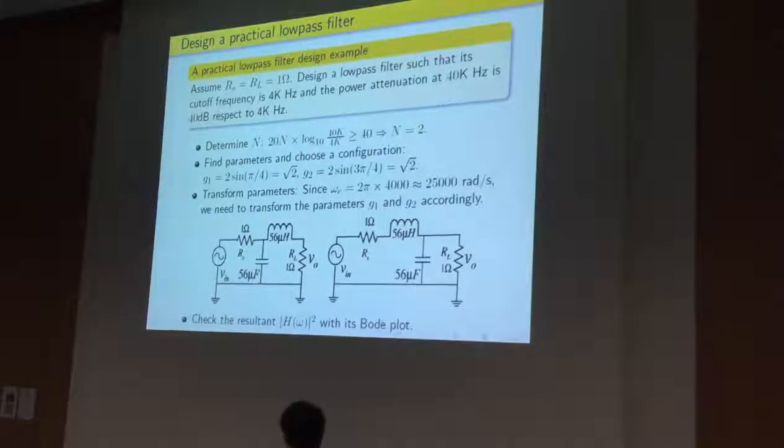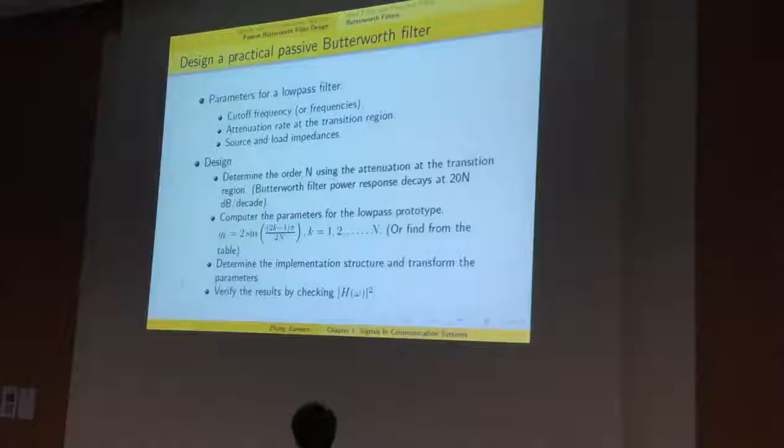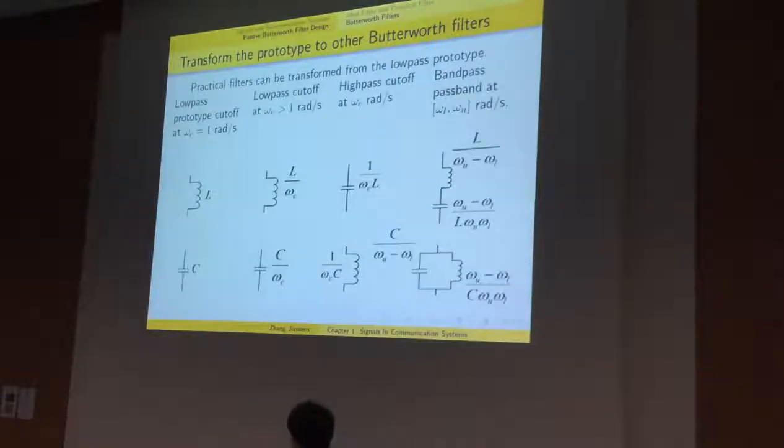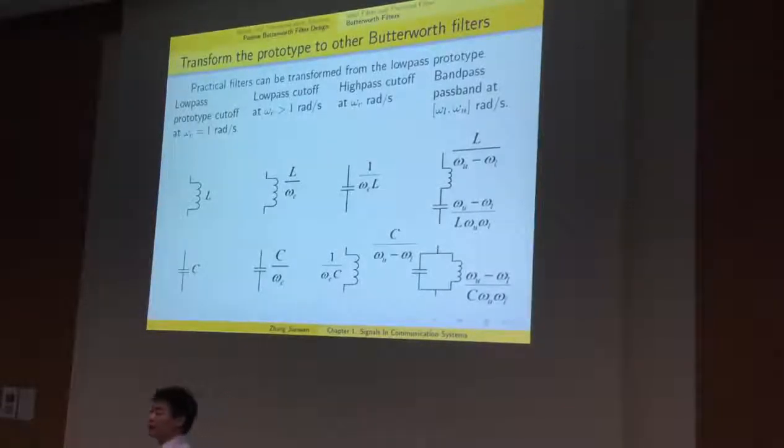You divide this one by 35K. This comes from here to here. Transform from low pass prototype to a practical low pass filter. Is roll-off rate the attenuation rate? Yeah, correct. Roll-off rate has another name, attenuation rate. The same thing.